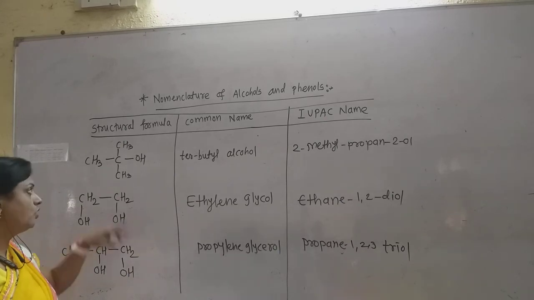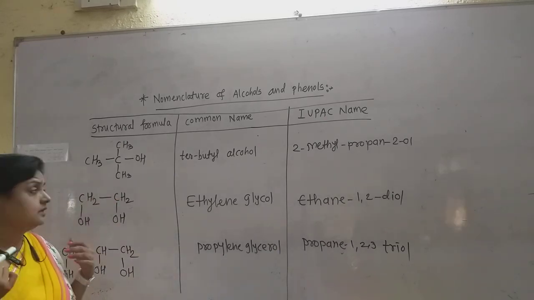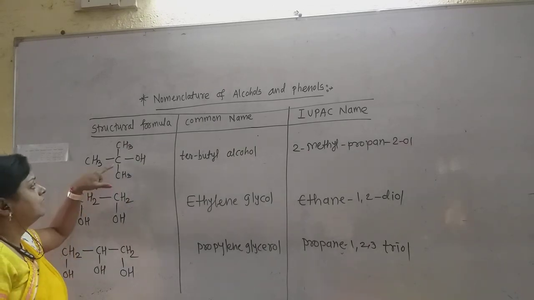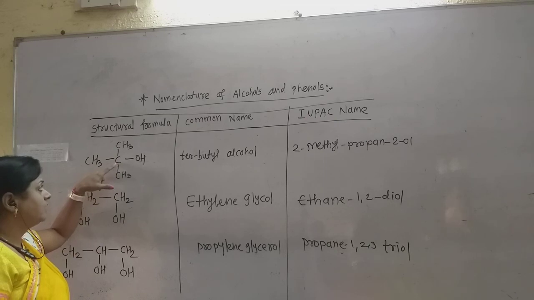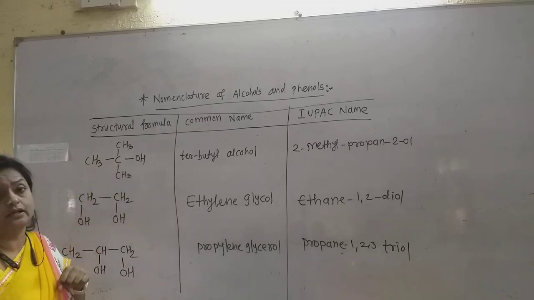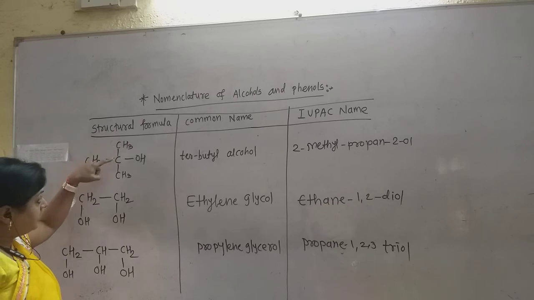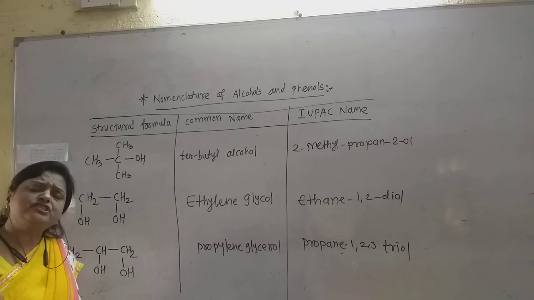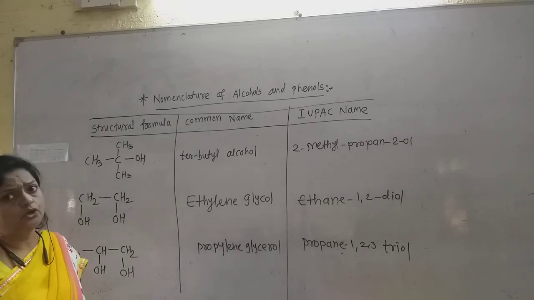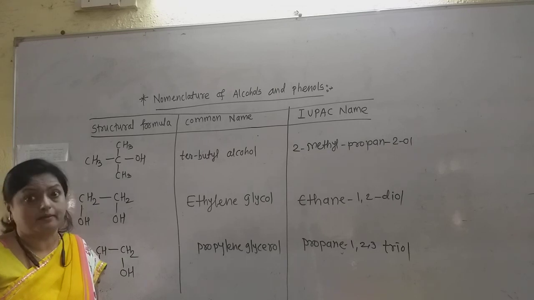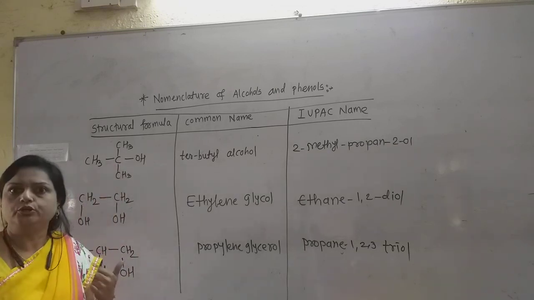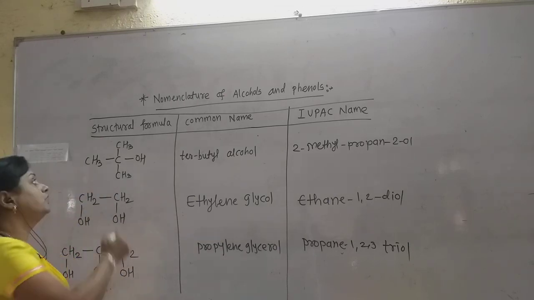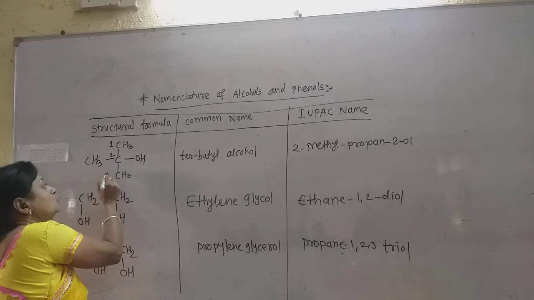You know that. Now numbering is given from that side which has the OH group nearest. But if we give the numbering from this side, in this way, 1, 2, only 2 carbon atoms are there. But if we give the numbering in such a straight chain, it contains 3 carbon atoms. So always consider that straight chain which contains the maximum number of carbon atoms. In this straight chain, there are only 2 carbon atoms. But in this chain, there are 3 carbon atoms. So give the numbering from this side, 1, 2, 3.